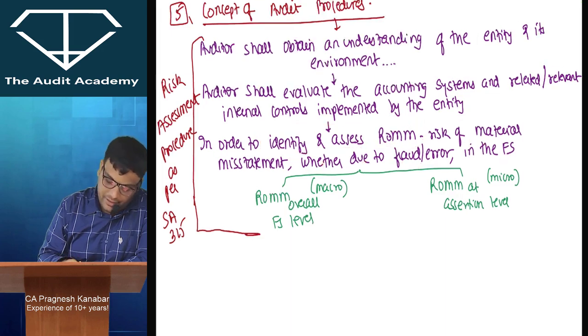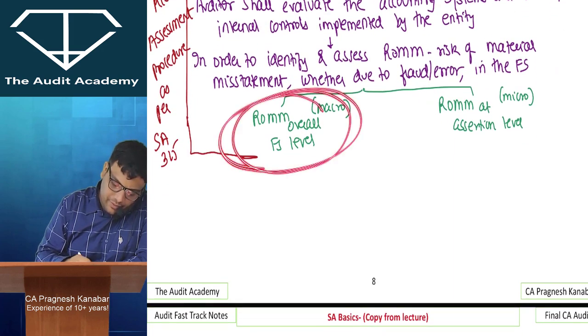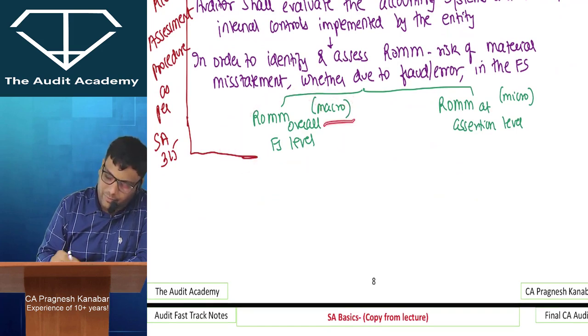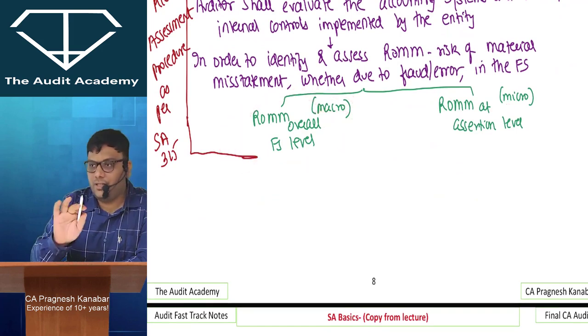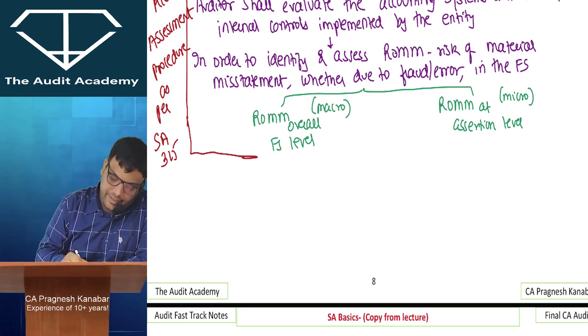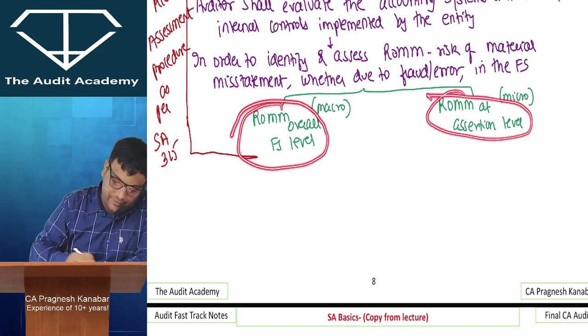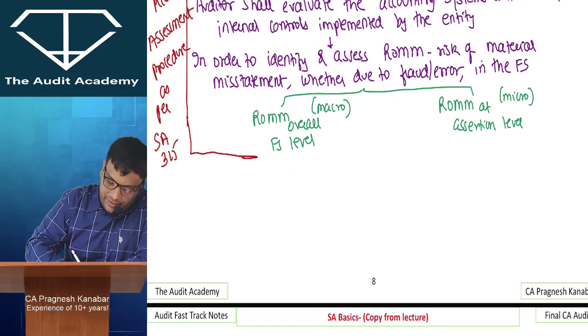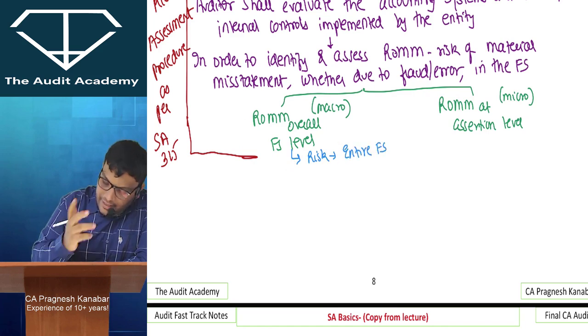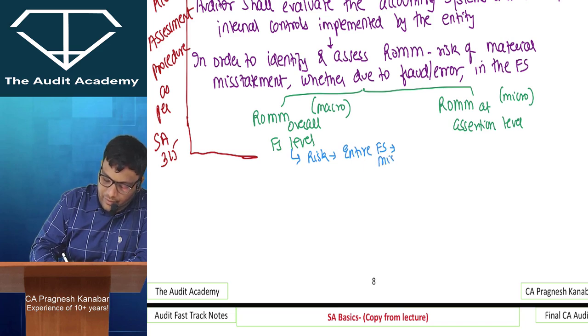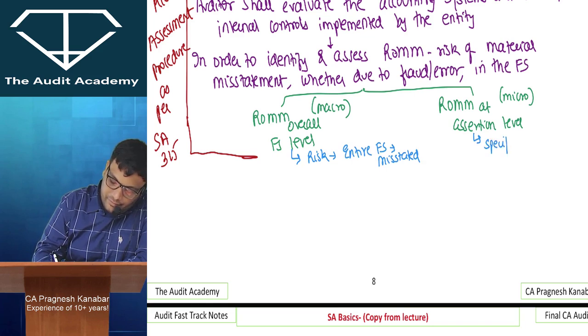in the financial statements. ROMM can be at two levels. Micro and macro is just for your understanding, don't use that English. ROMM can be at two levels: ROMM at overall FS level and ROMM at assertion level. When I say ROMM at overall FS level, it means there is a risk that the entire FS could be misstated. And when I say assertion level, it means specific items could be misstated.